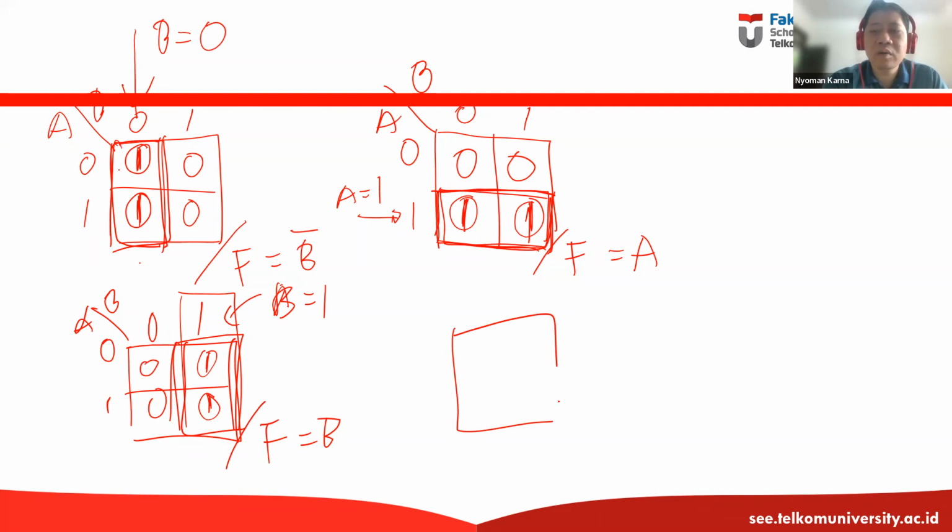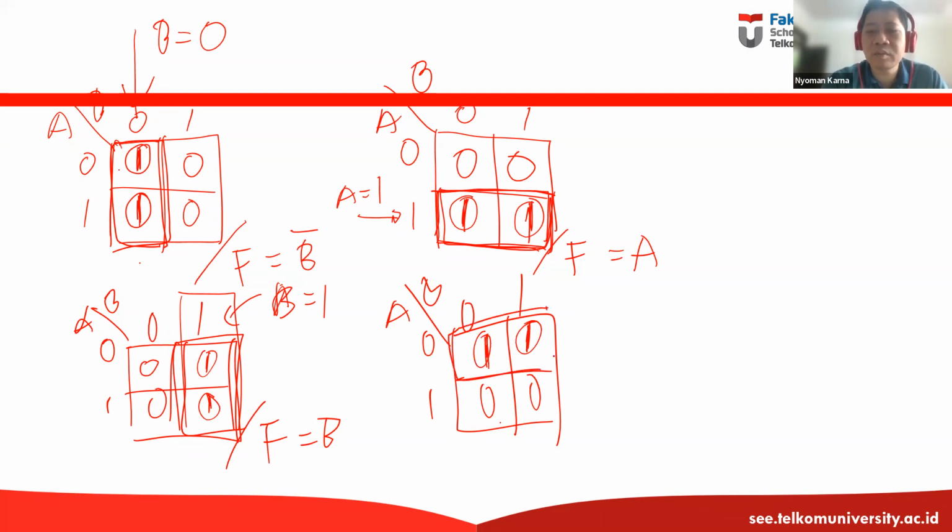Now, how about this K-map? Yes, this one is active, this one is active. Can we create a bigger group? Yes, this is the bigger group. Can we identify this bigger group? Yes. The identification is when A is 0. So the function is A not.